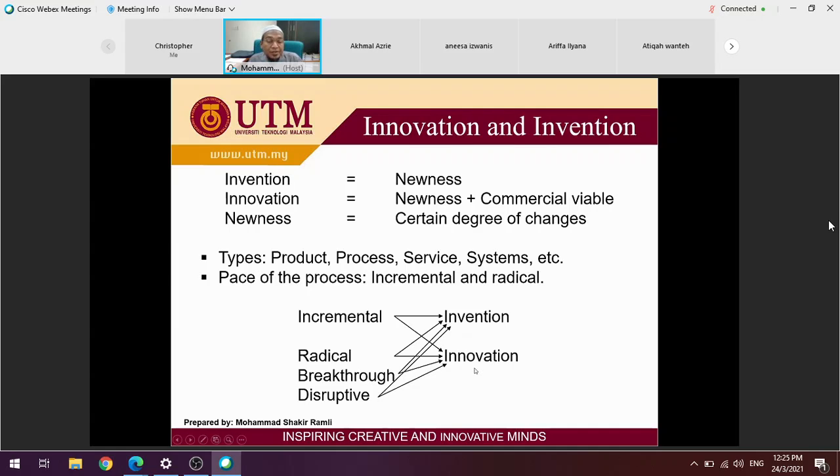Sometimes we call it low tech but high end. This is breakthrough, or radical. Low tech means that a small or marginal change in technology contributes to a big change in technical performance. I will come to that example later.